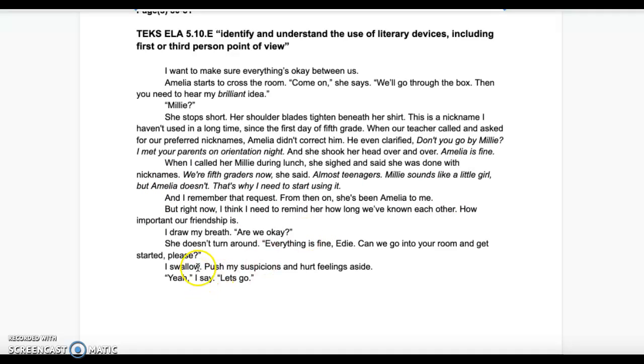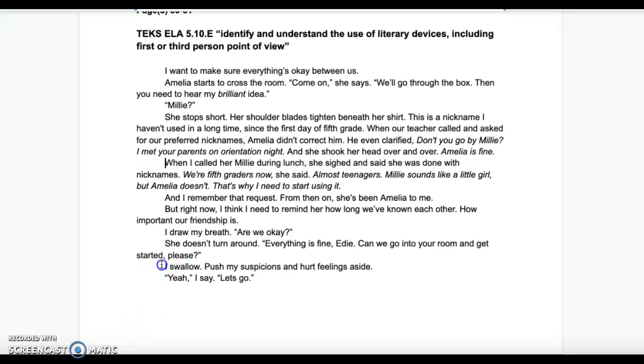And then we would also have a discussion on how the first person point of view allows us to understand this conflict better. So right here, this is kind of Edie's thoughts, in a sense, as to when they're having that conversation, because if we didn't hear it from Edie's point of view, all we would hear is, "Come on, we'll go through the box and then you need to hear my brilliant idea. Millie, are we okay? Everything is fine." That's all we would hear. We wouldn't know the backstory that is going on in Edie's brain during that time in that argument. Or conflict, not really an argument.